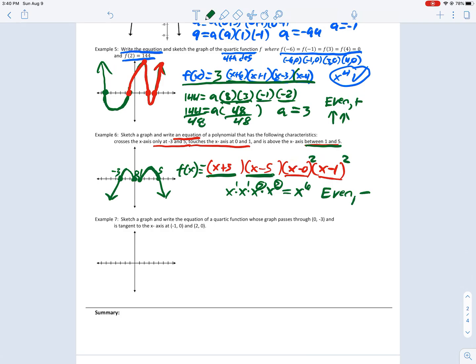Okay, so that one, again, you had to piece the information together. Main thing is you start to understand the number of x-intercepts is how many factors. Then there's going to be information for you to determine: does it pass through or bounce off of those? That information can be given to you in different ways.